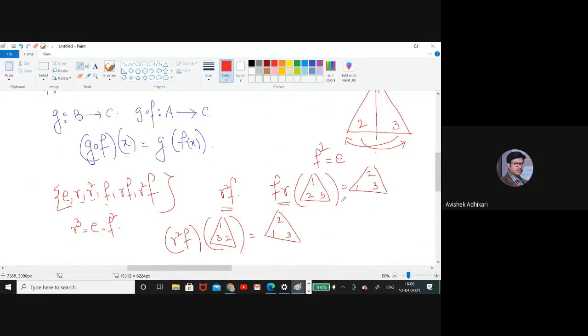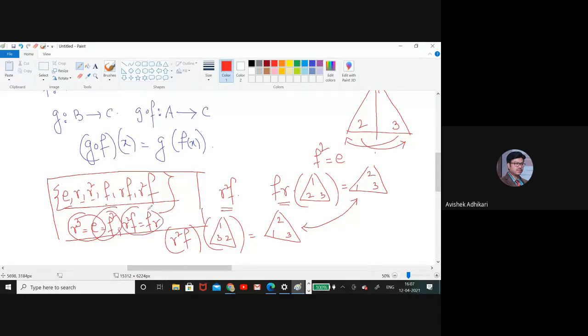2, 3, 1, and the same. Both the triangles are the same. That means what is your conclusion? Your conclusion will be r square f should be equal to f of r. That means you have this set with too many relations. Among them, one relation is this, another relation is this, and another is this. Okay, now we are going to show you very interesting properties.